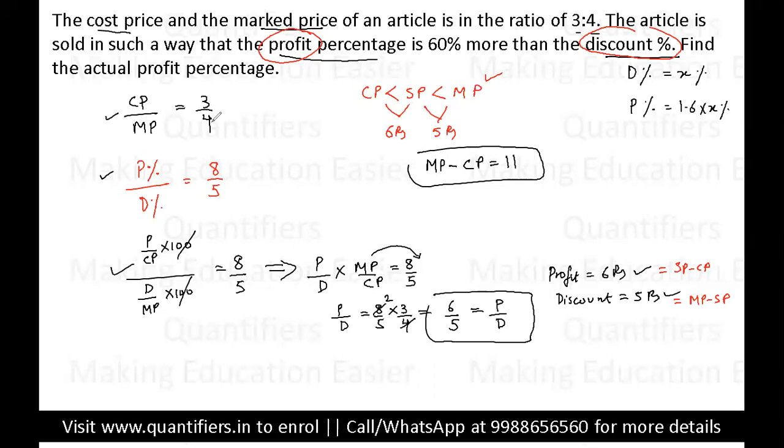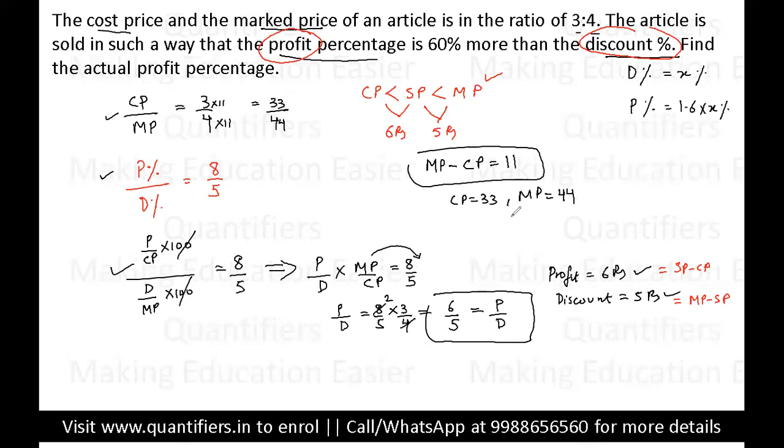Now students, if you just look at the ratio, there is a difference of 1 in the ratio, but the actual difference, what we are getting is 11. So what I'll do is I'll multiply 11 both sides. So students, from here, I'll get cost price as 33 and mark price as 44. तो यहां से मेरे पास cost price 33 आ गया है और mark price will be equal to 44.